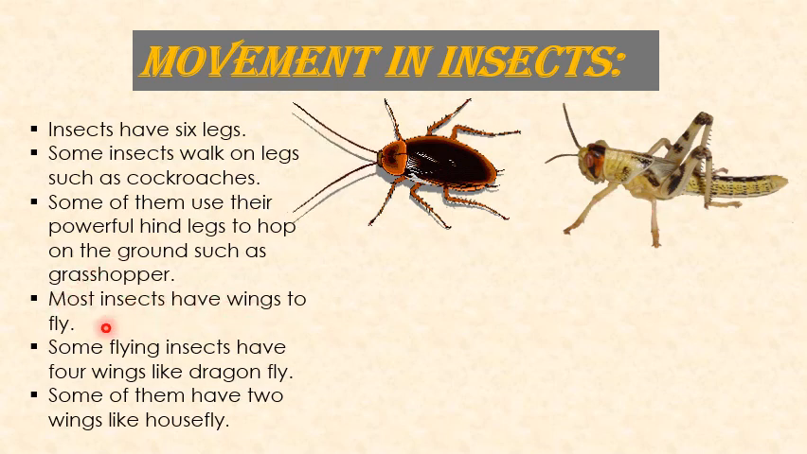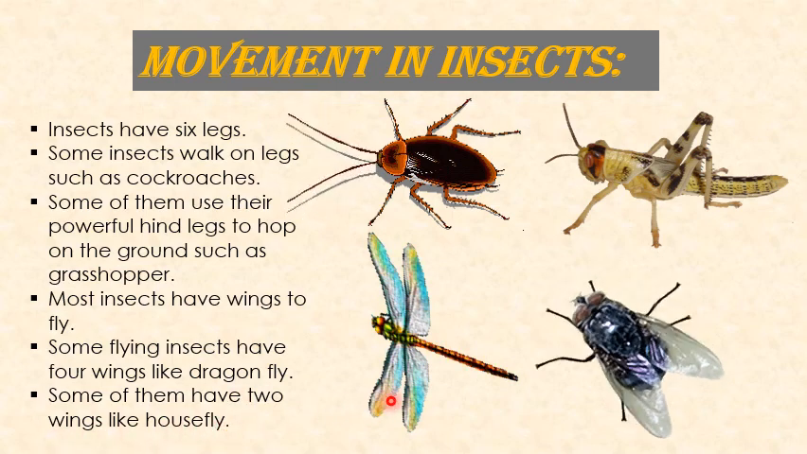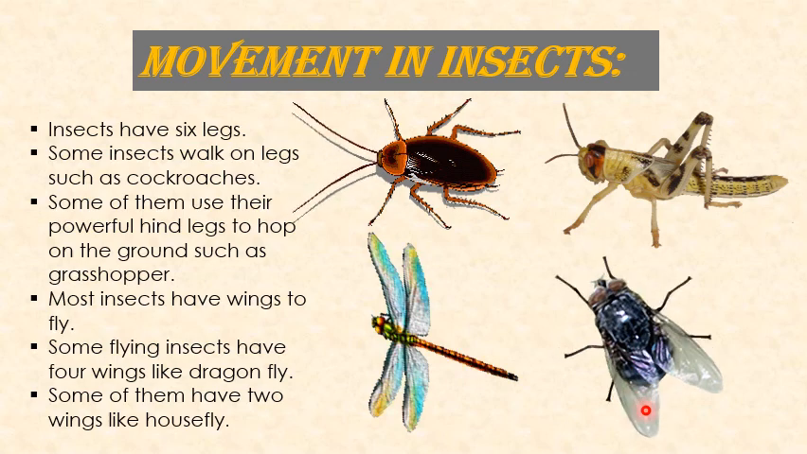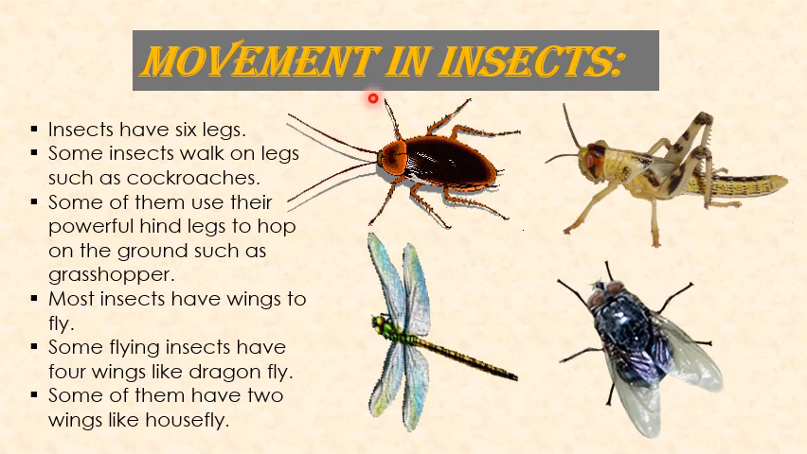Most insects have wings to fly, and some flying insects have 4 wings, like dragonfly. Here you can see that there are 4 wings. 1, 2, 3, 4. But on the other hand, some of them have 2 wings like a housefly. This is housefly, and you can count the wings of housefly. 1, 2.